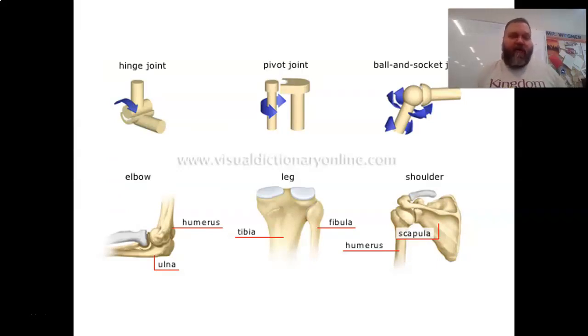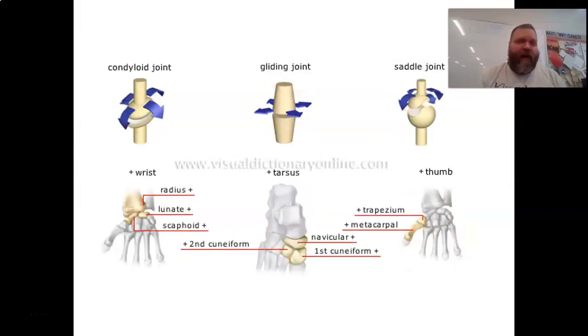There's my hinge, simply goes up and down. My pivot simply can rotate. That would be like in my forearm with my ulna and my radius. The ball and socket, found only in the hip and in the shoulder. The elbow would be an example of a hinge joint. And the neck would be an example of a pivot. We've got something called the condyloid joint. That would be like in my wrist. A gliding joint would be like in my tarsus. And then the saddle joint, that's like in my thumb. So those are examples of all of those.